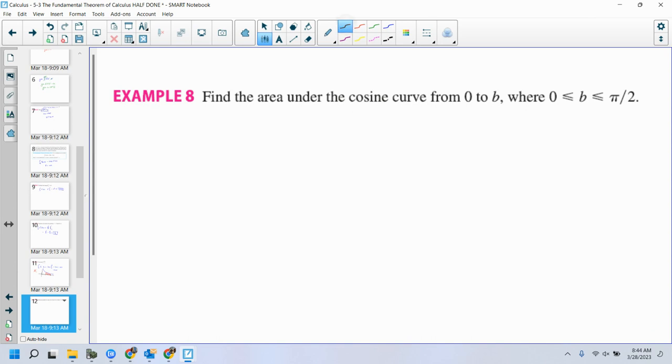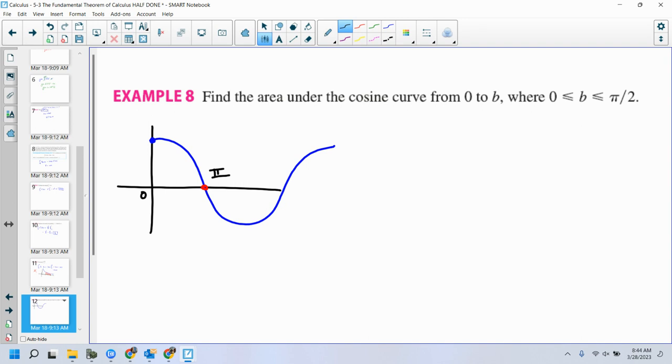curve? Thinking about it graphically, cosine starts at the top, right? And it goes like this. I don't need to keep it going because where's this going to stop? There, right? If I know this is 0 to pi over 2, and I put b somewhere along the way in here, what's the area underneath the curve from 0 to b? That's what I'm looking at here.